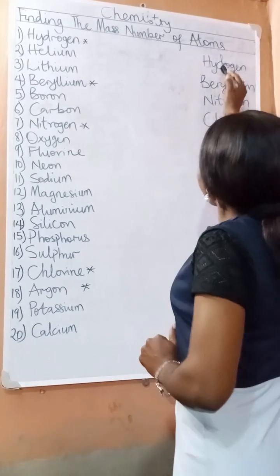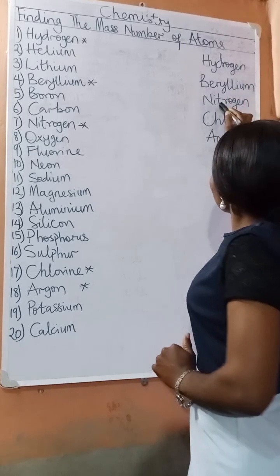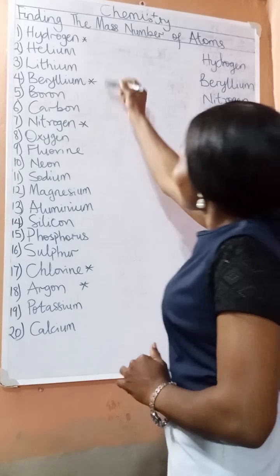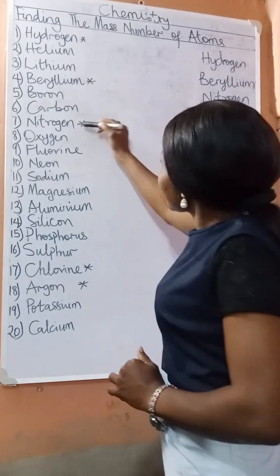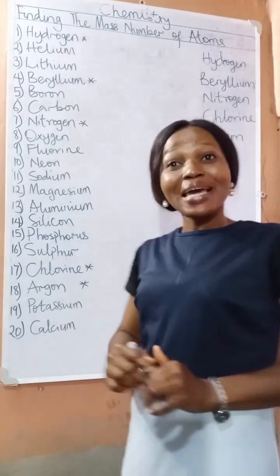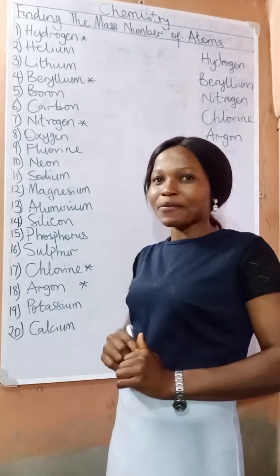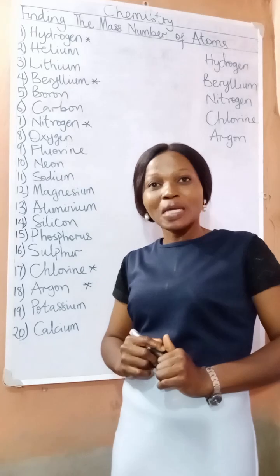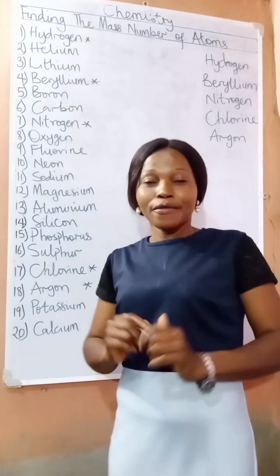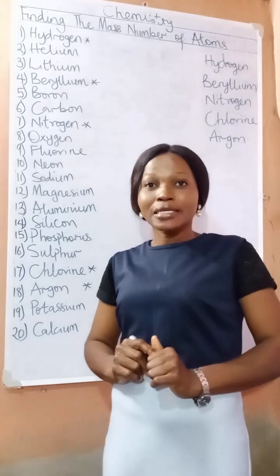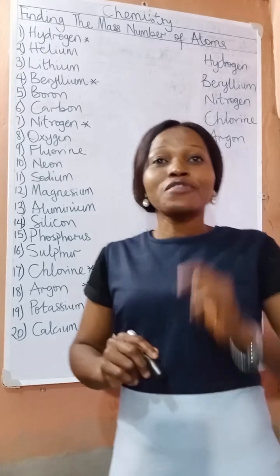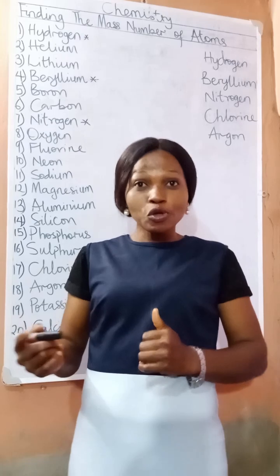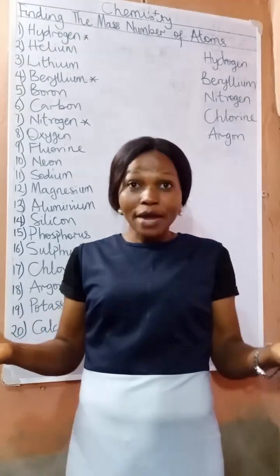And these are hydrogen, beryllium, nitrogen, chlorine, and argon. So, going over there, I have asterisked these atoms that do not obey my trick. We'll treat them separately. But as for the rest of the 15 atoms of the first 20 elements, the trick works well. Now the trick is, if the atomic number of the element is an even number, that is, ends with 2, 4, 6, 8, or 0.